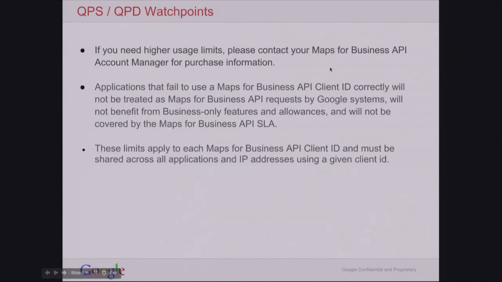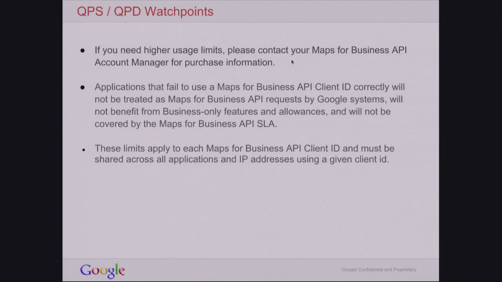Now, some watch points when working with these limits. First, if you need higher usage limits, whether it's for QPS or QPD, you're able to buy additional limits, and you can contact your account manager to purchase these additional limits. Also, take note that you're not required to buy additional limits for all the web service APIs. For example, if you use a lot more geocoding compared to direction and distance requests, you can buy additional QPS or QPD quotas for geocoding only.